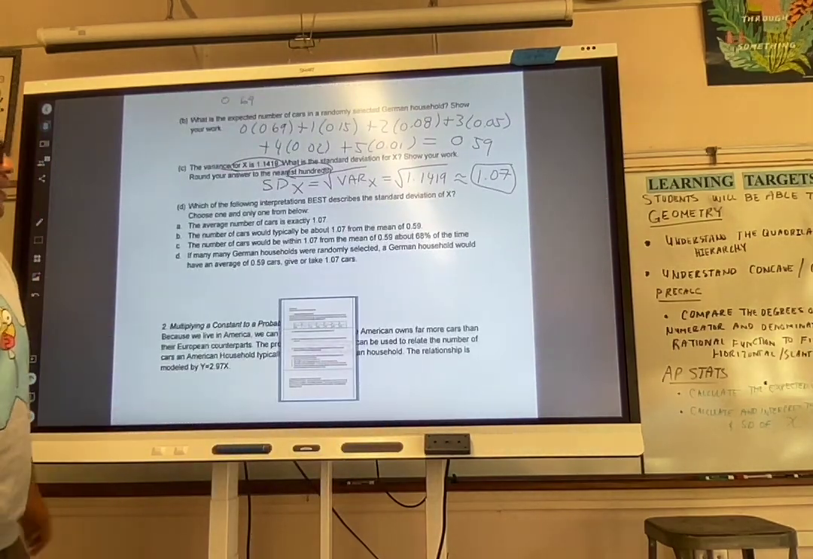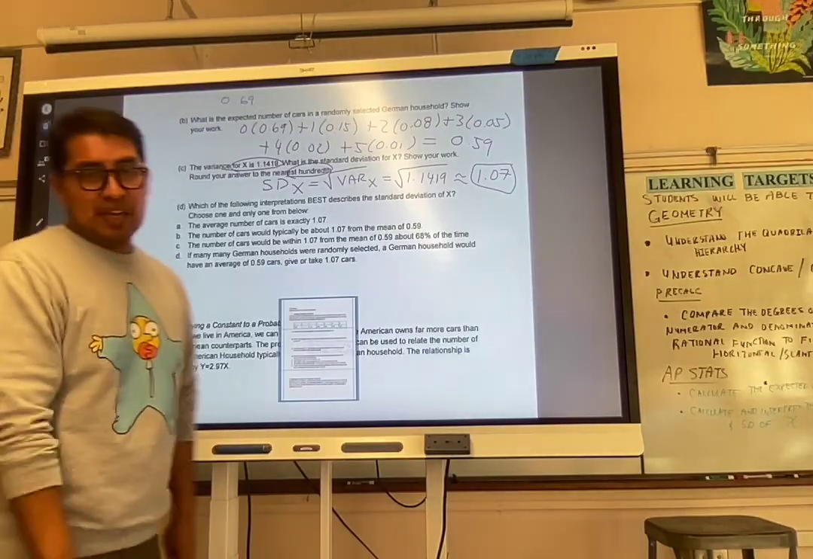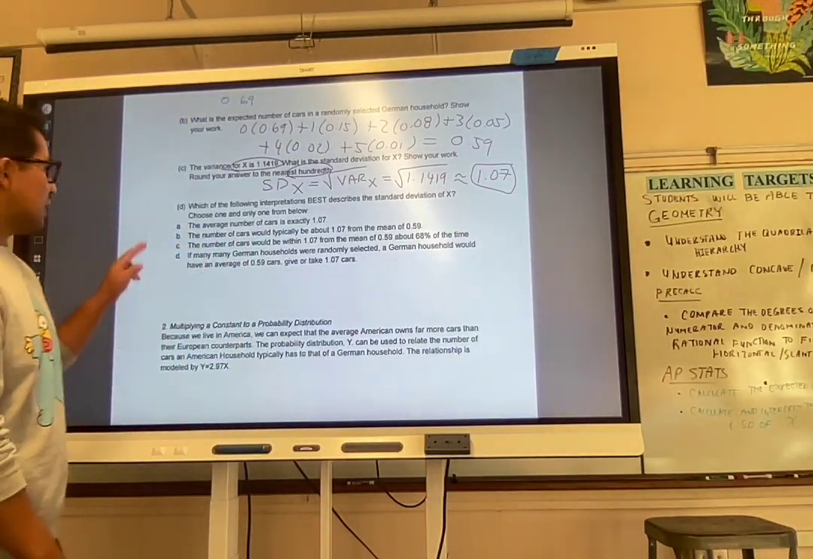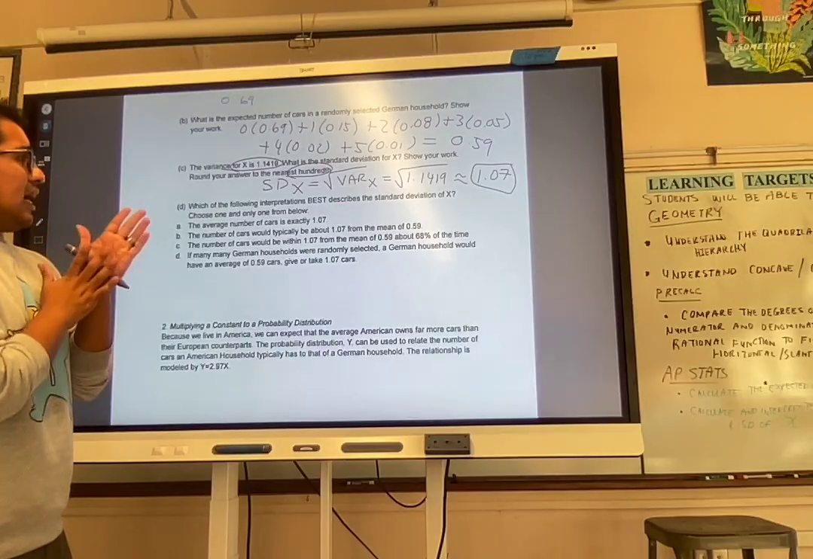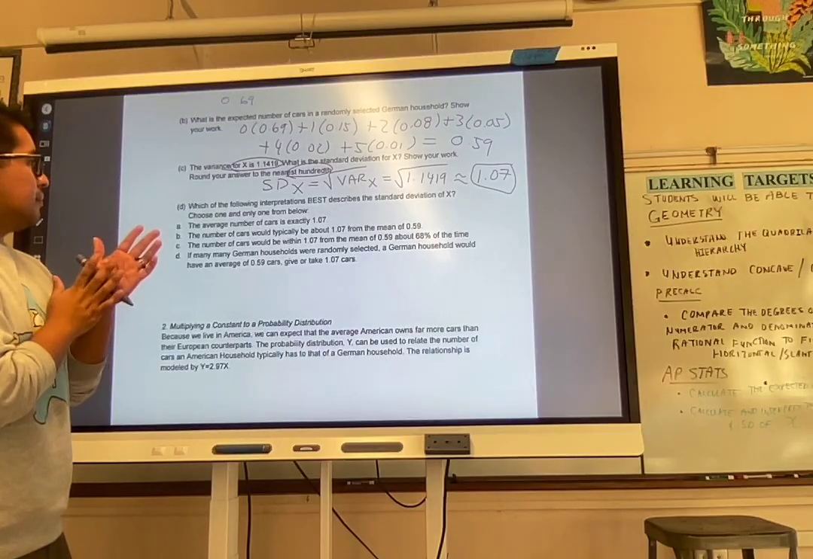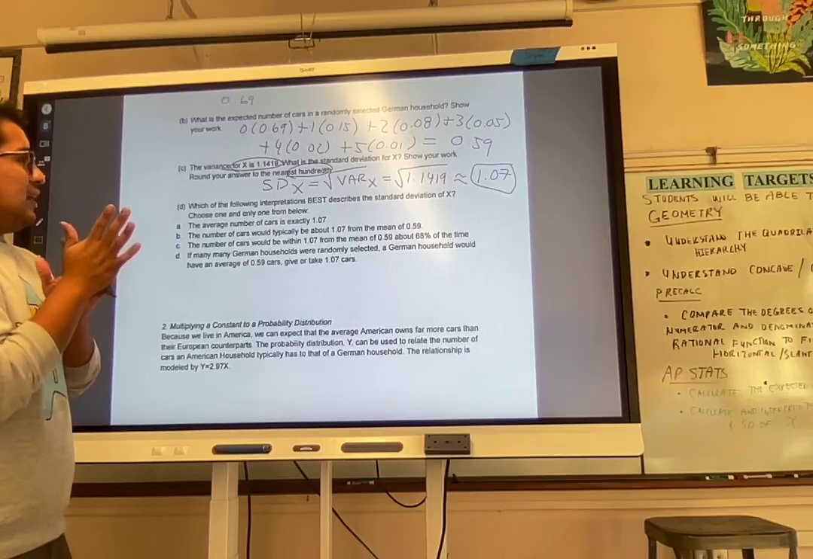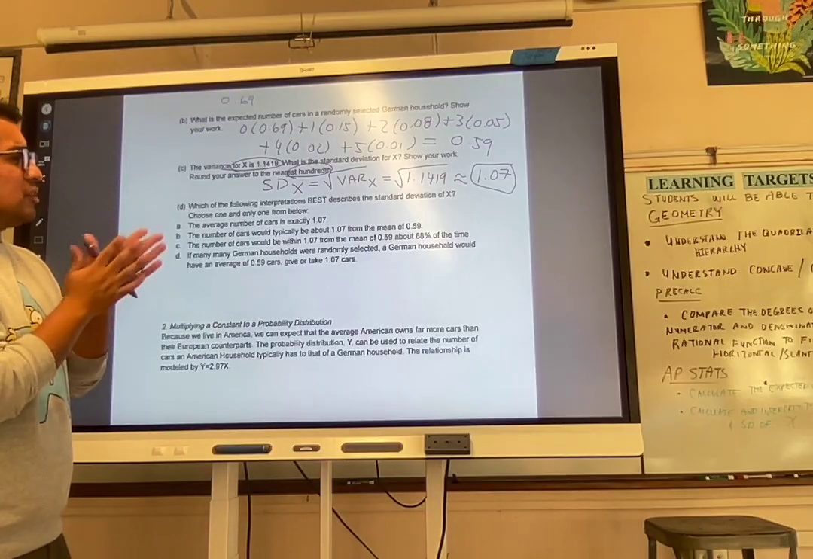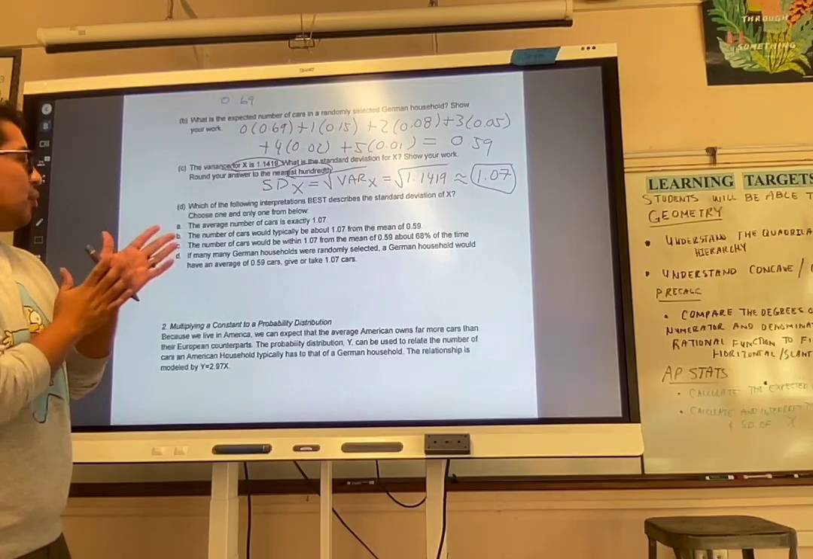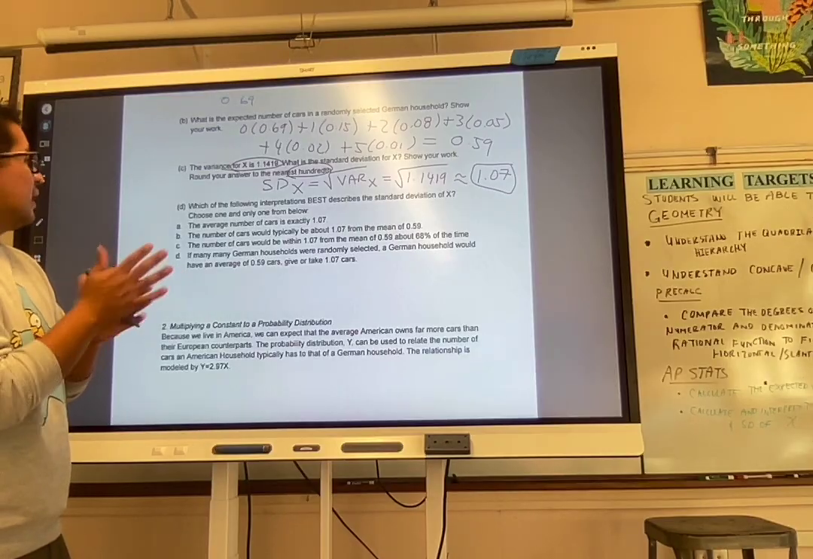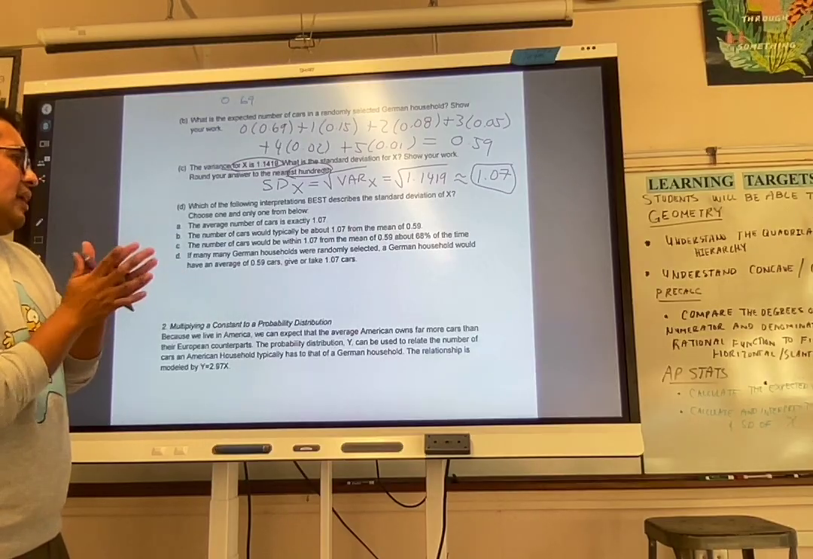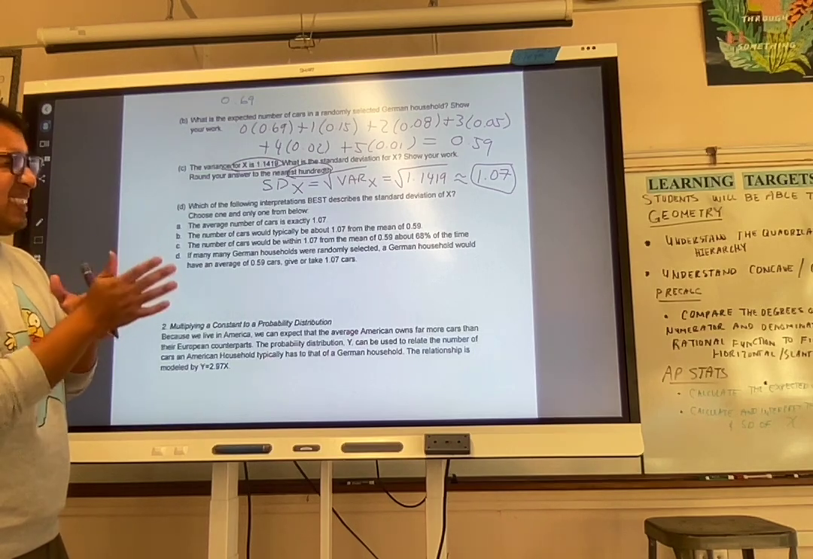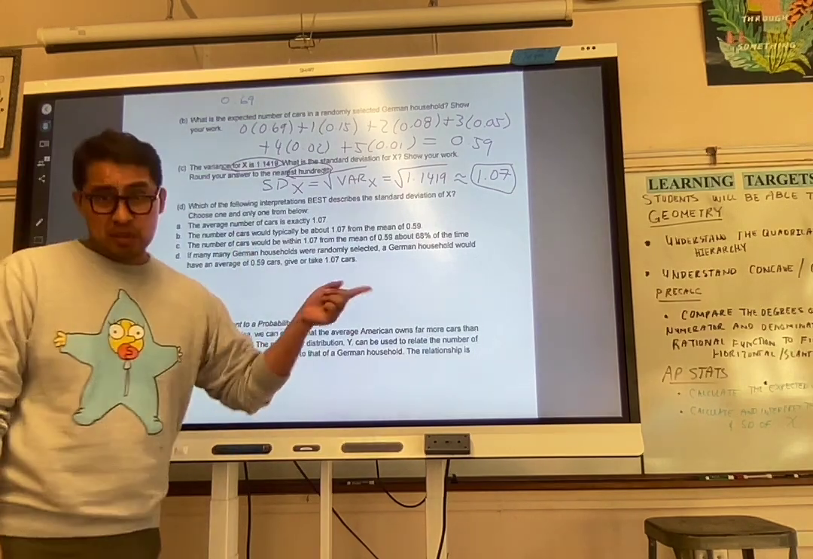D, which of the following interpretations best describes the standard deviation of X? Let's read them. Choose one and only one. This question is multiple choice. The average number of cars is exactly 1.07. Is that what the standard deviation means? The number of cars would typically be about 1.07 from the mean of 0.59. That sounds pretty good. The number of cars would be 1.07 from the mean of 0.59 about 68% of the time. Okay, so that's getting more specific.